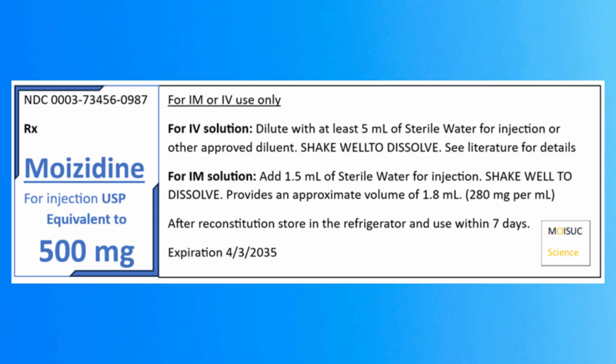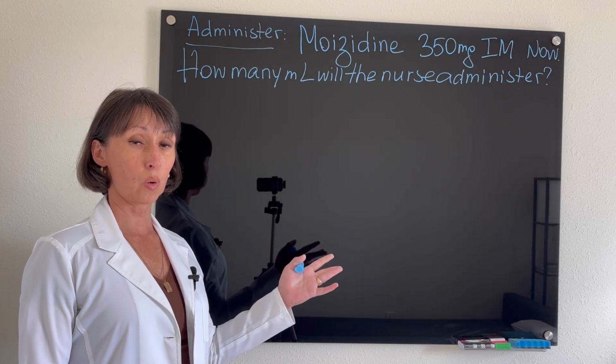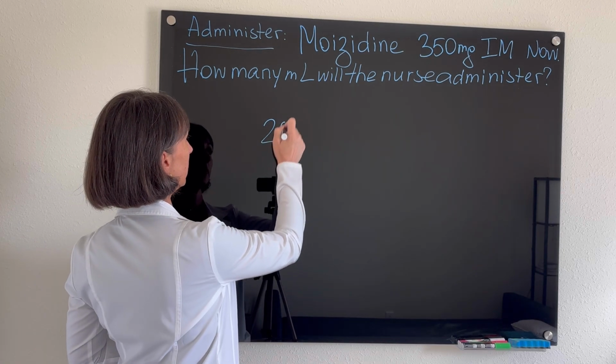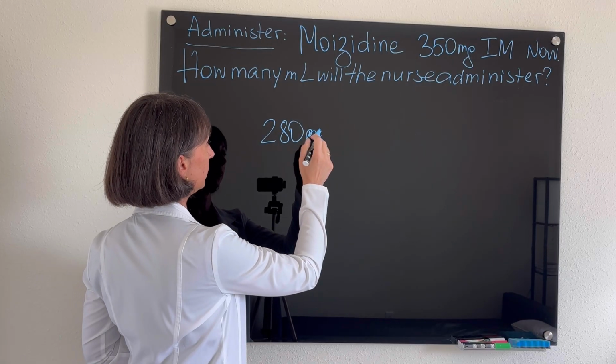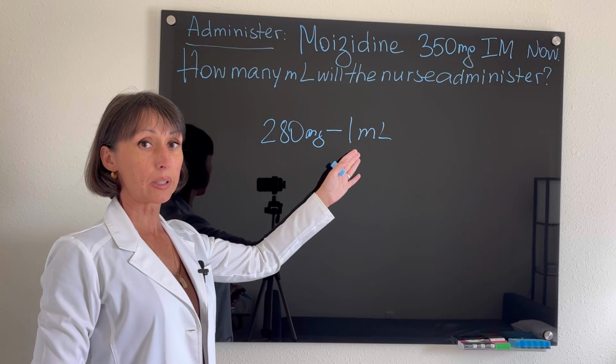And we read that we need to add 1.5 milliliters of sterile water for injection. We need to shake well to dissolve, and it will provide approximate volume of 1.8 milliliters. And now to the most important part in parentheses, 280 milligram per milliliter. Now we have something to work with. This is the concentration we were looking for. As always, using DKP method, I'm writing what I know from the label. 280 milligram is 1 milliliter.